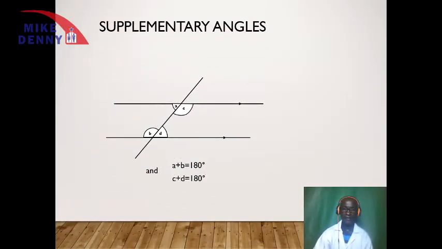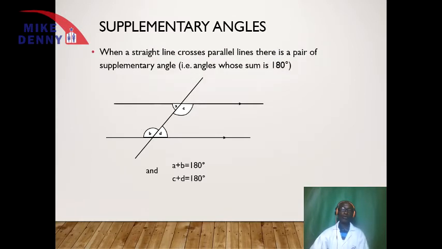And we'll be looking at supplementary angles. When a straight line crosses parallel lines, there is a pair of supplementary angles. In other words, angles whose sum is 180 degrees. So look at the diagram. This line is parallel to this one.